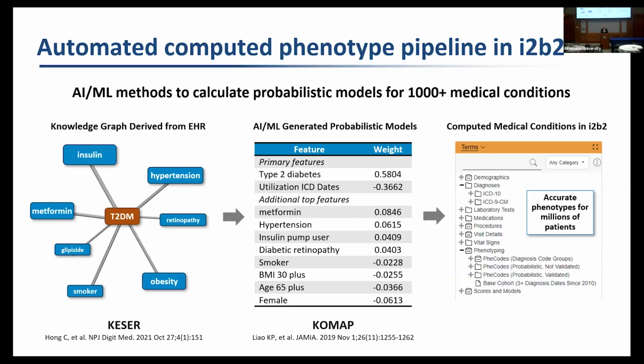Then the COMAP algorithm takes that list of features and all the data that you have about patients, and assigns those weights. And then the third step is you take that model and you run it against the millions of patients in your database, and it'll give you a list of phenotypes that it thinks every one of your patients has. These get entered into I2B2 as derived facts that investigators can then use in their queries instead of the raw diagnosis codes.